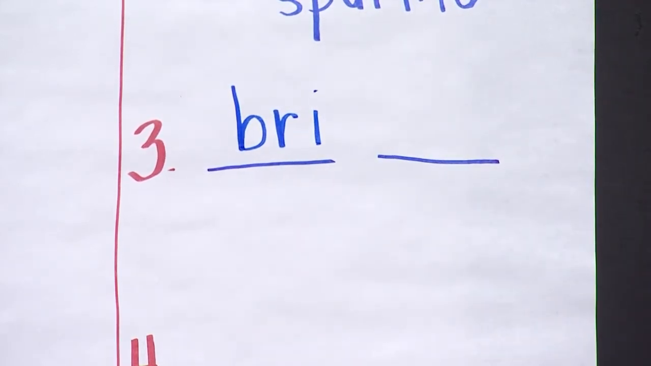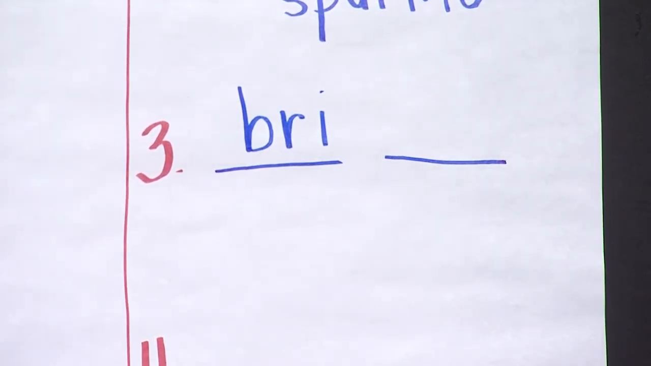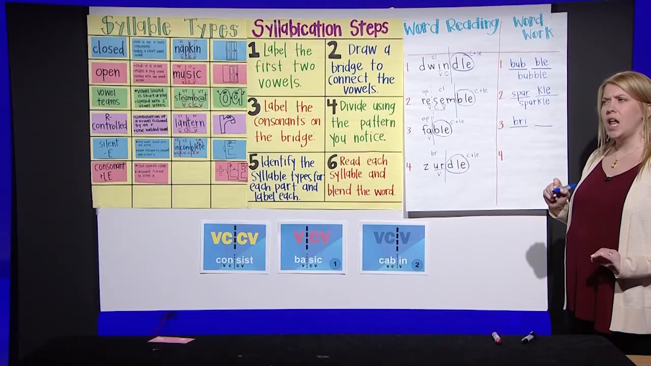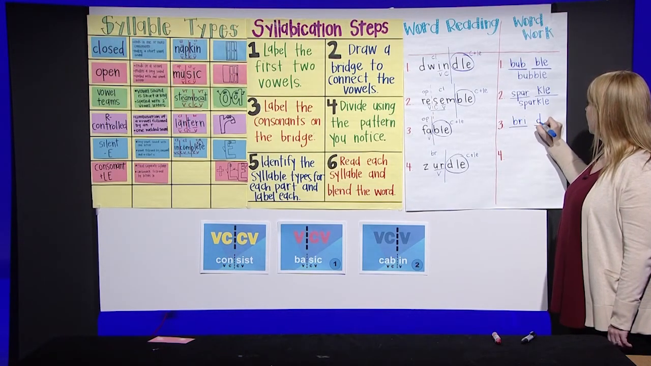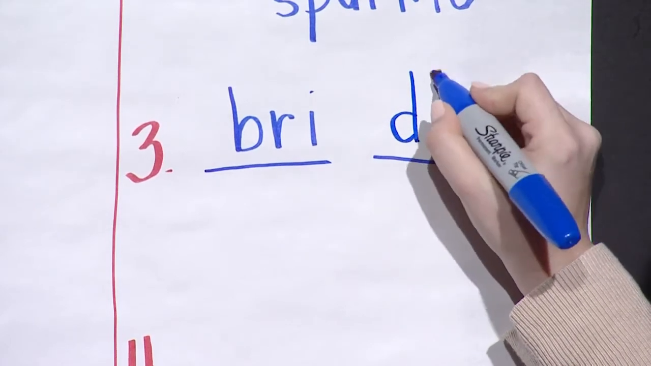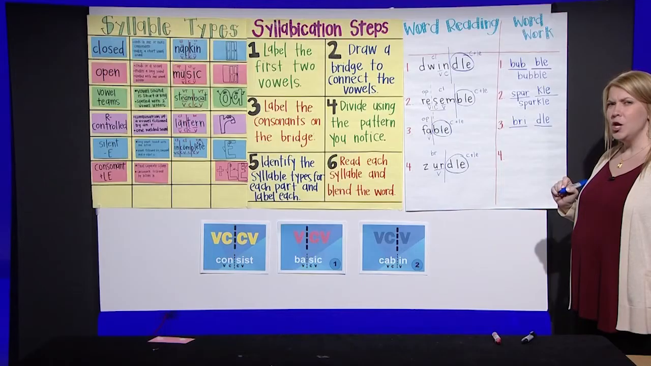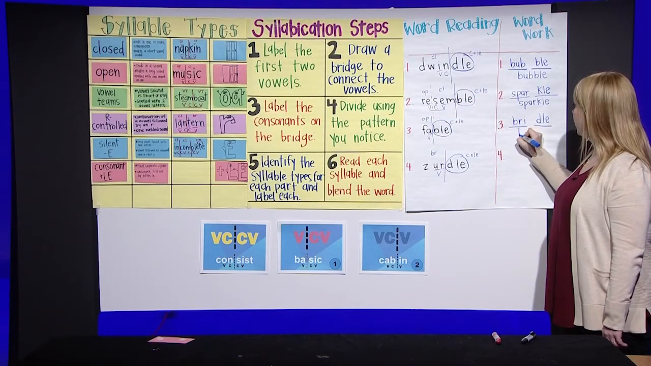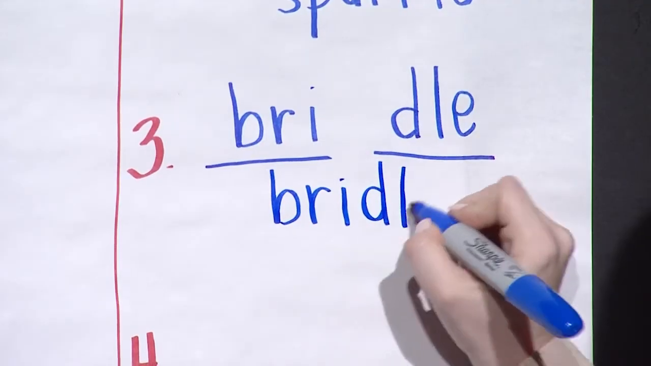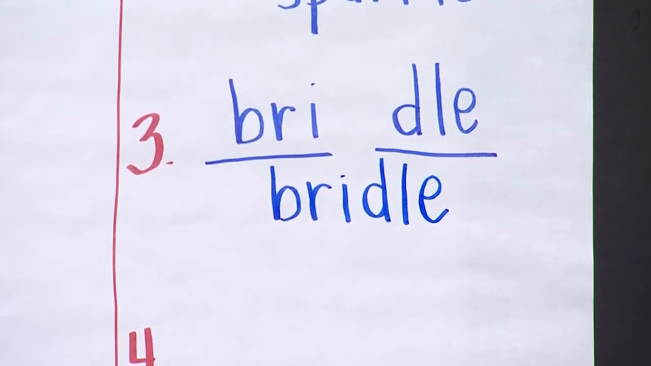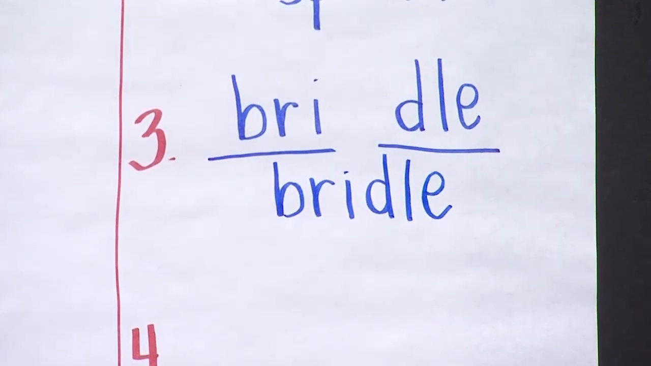Good. The next part of our word was dull, dull. What do you hear there? Dull. Okay. Very good. Keeping our LE together. Awesome. So I want you to put that word together and read it to me. Bridle. Great job. I am so impressed with your spelling.